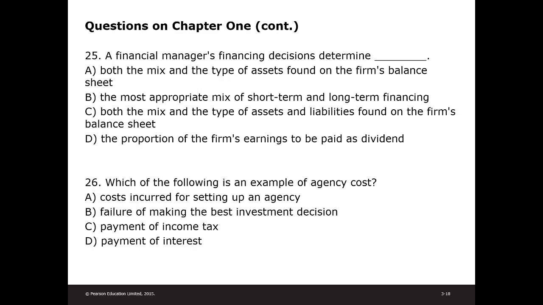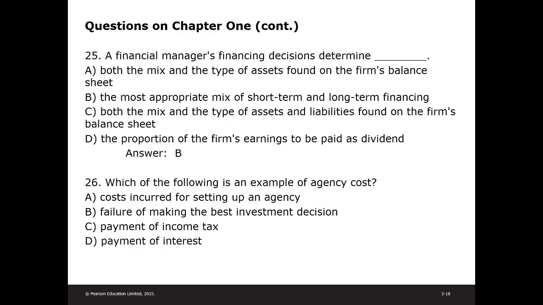Next question. A financial manager's financing decisions determine both the mix and the type of assets found on the firm's balance sheet. No, this is not the answer, because the types of assets are determined by the investment decisions. B, the most appropriate mix of short-term and long-term financing. This is true because the mix between types of financing comes from financing decisions. So the answer here will be B.